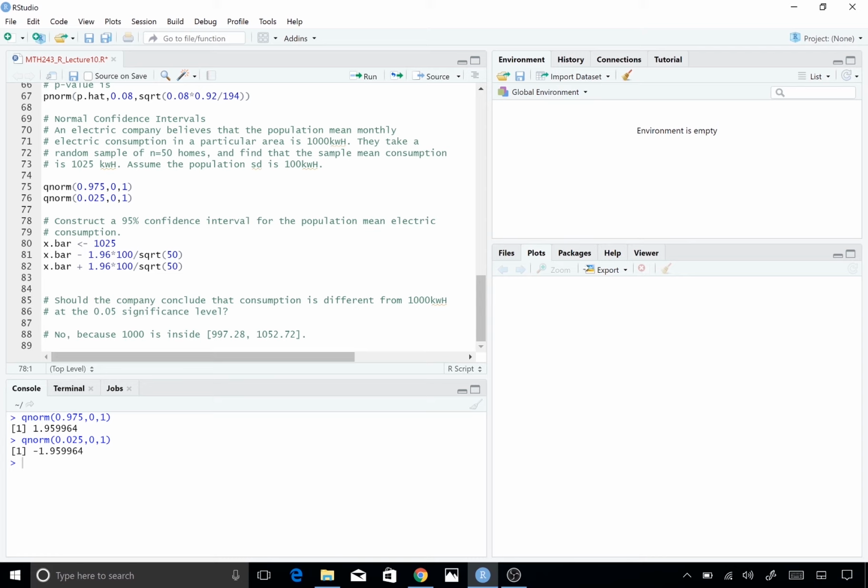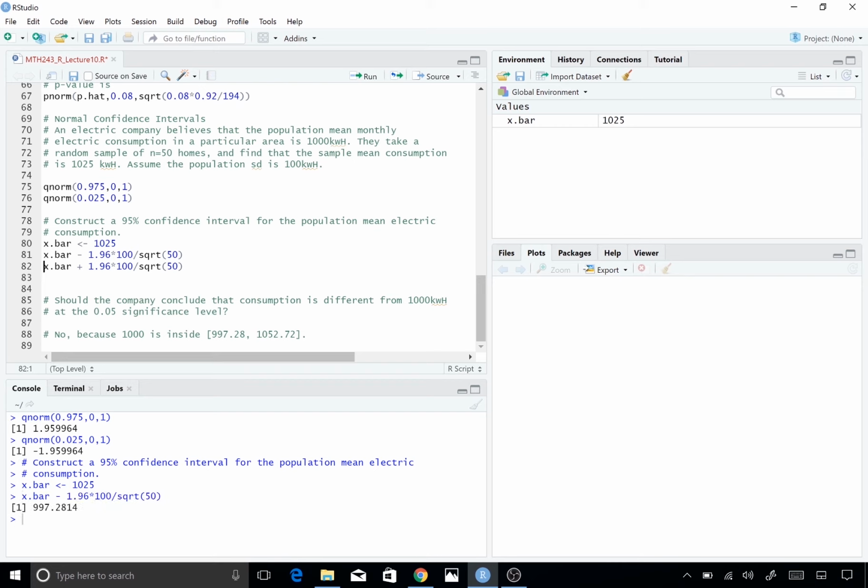The bounds of our interval are going to be the sample mean minus 1.96 times the standard deviation divided by the square root of n, and the sample mean plus 1.96 times the standard deviation divided by the square root of n.